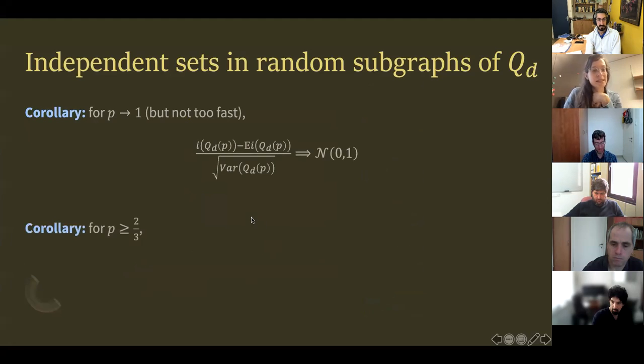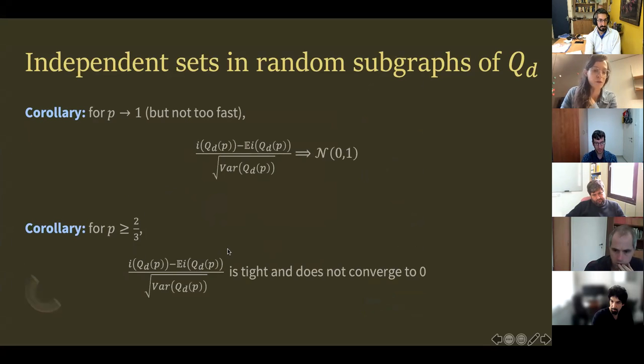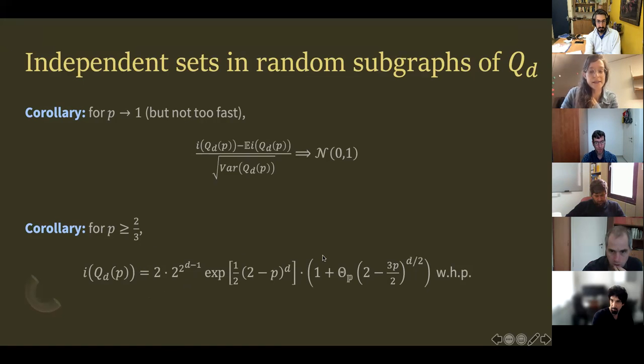Okay. So now let's look at slightly smaller P, and see if we can also get something here. So when P is at least 2/3, which is interesting, why it's 2/3, then we can get some information. We know that this expression is tight, but it does not converge to 0. So let's see what this gives us for the total number of independent sets. We can write it like this, but here we have some bound. This theta is, I don't want to get into it, with high probability big O and with positive probability omega.